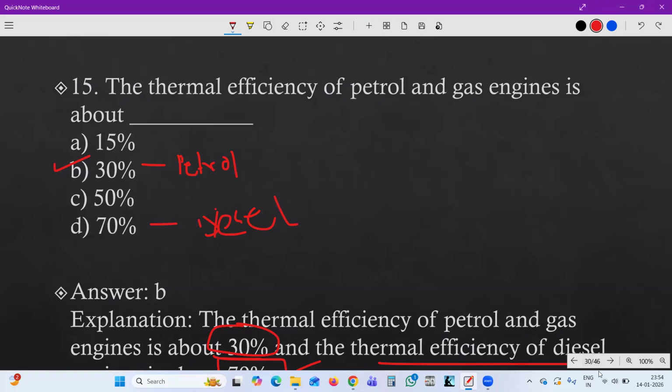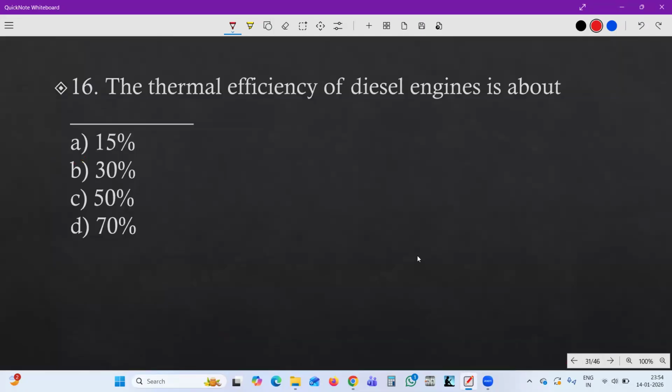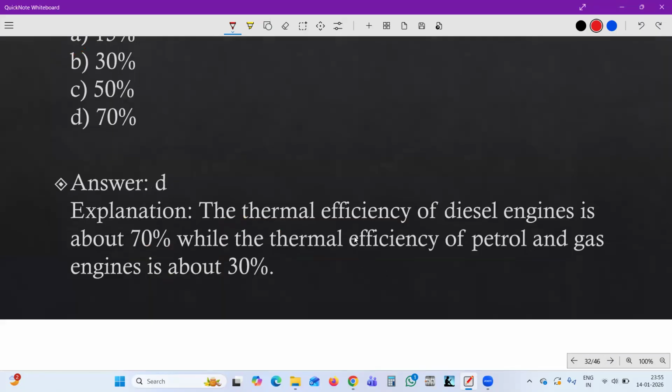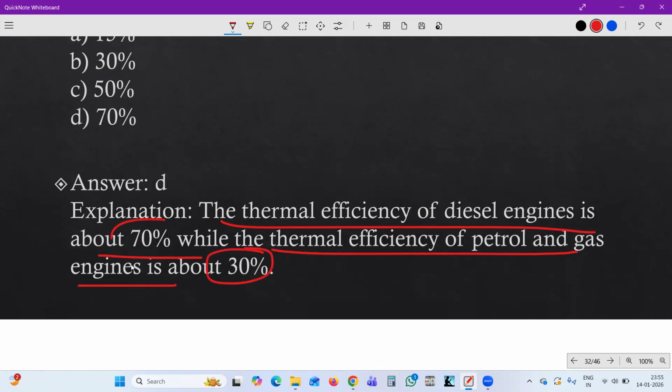Okay, next question. The thermal efficiency of a diesel engine is about D. We just saw it, so the answer is D. The thermal efficiency of a diesel engine is about 70%, while the thermal efficiency of a petrol and gas engine is about 30%. So this is important.